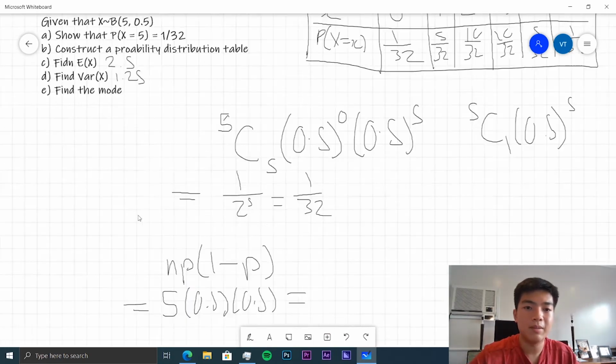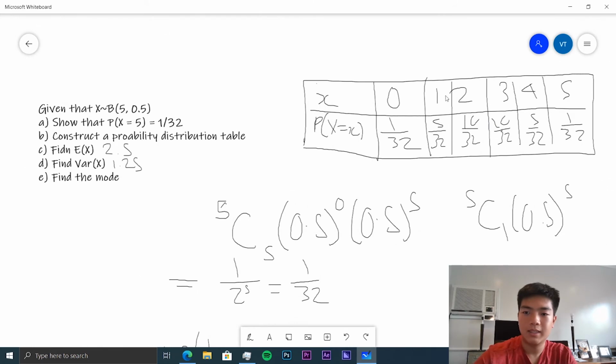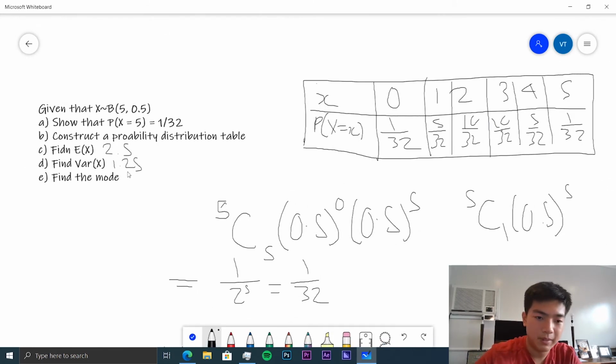And finally, find the mode. Well, if we're looking at our table here, we actually have two modes. It's bimodal, since both 2 and 3 have an equal probability. So the modes are 2 and 3.